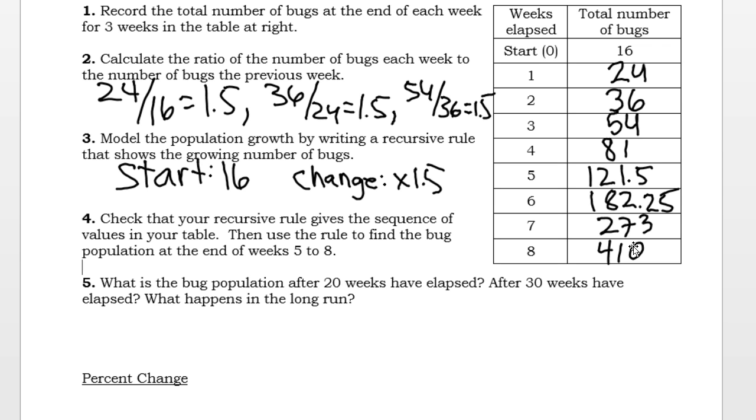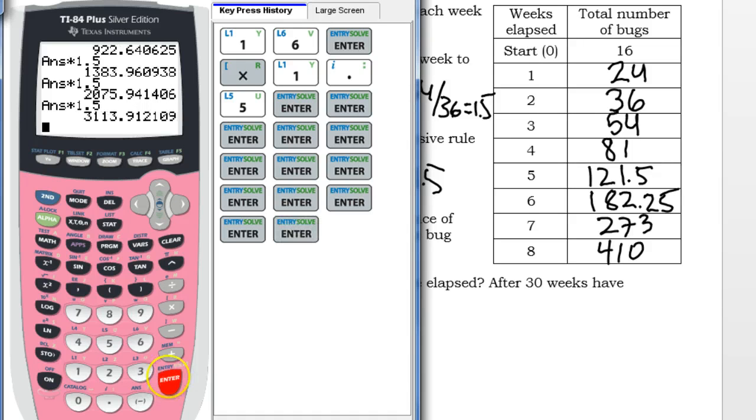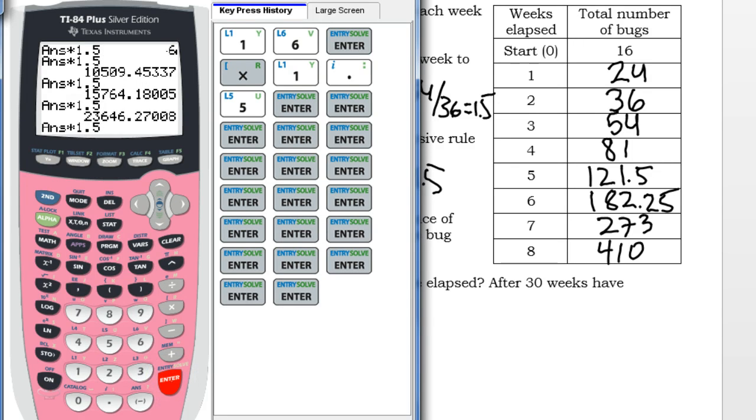Number 5 says, what is the bug population after 20 weeks or after 30 weeks, and what happens in the long run? So I am right now at week 8. I can keep hitting enter as I count to get up to week 20. So that's 8, 9, 10, 11, 12, 13, 14, 15, 16, 17, 18, 19, 20. After 20 weeks, I will have over 53,000 bugs.